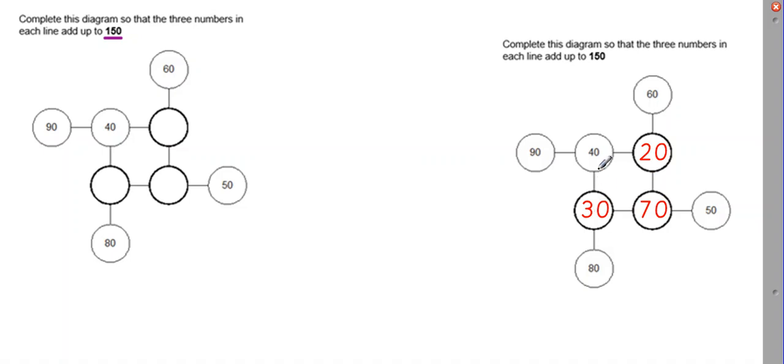And then you've got 40 here and 80 here. So if you add them together, you get 120. And then if you minus that from 150, you get 30. And then I would always double check. So I would then add these 3 together, add these 3, add these 3, and add these 3 to make sure that they all added up to 150.